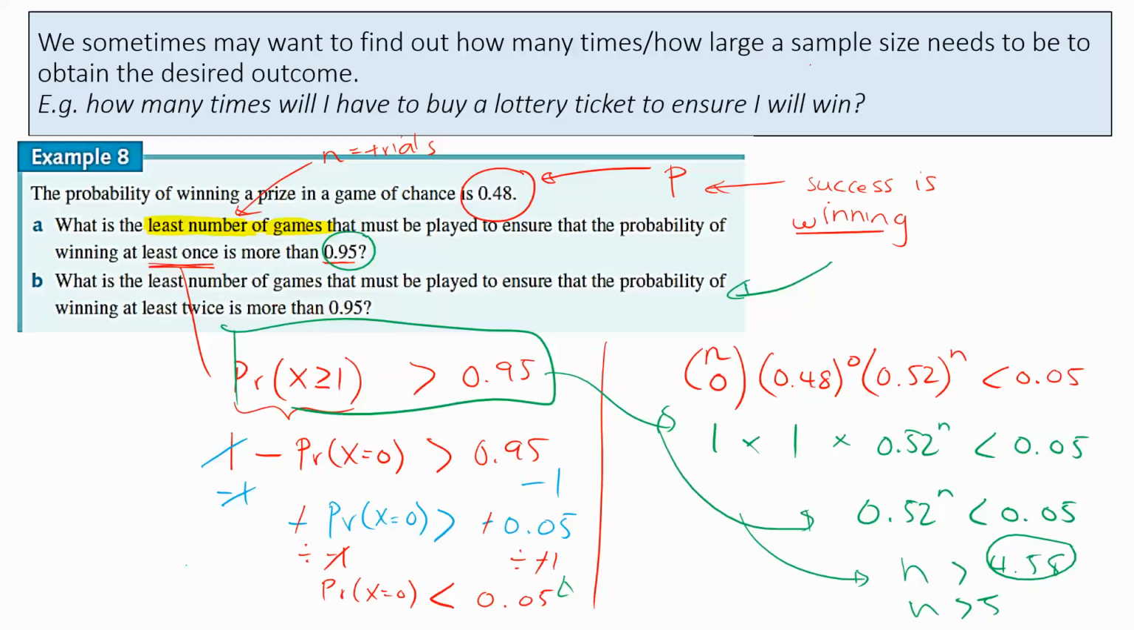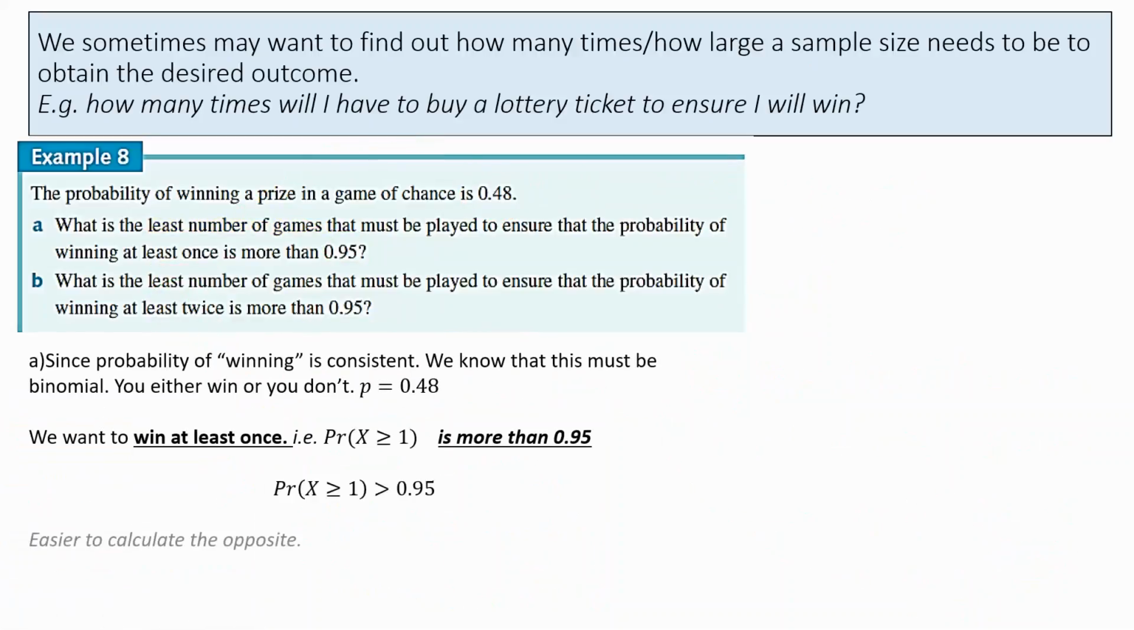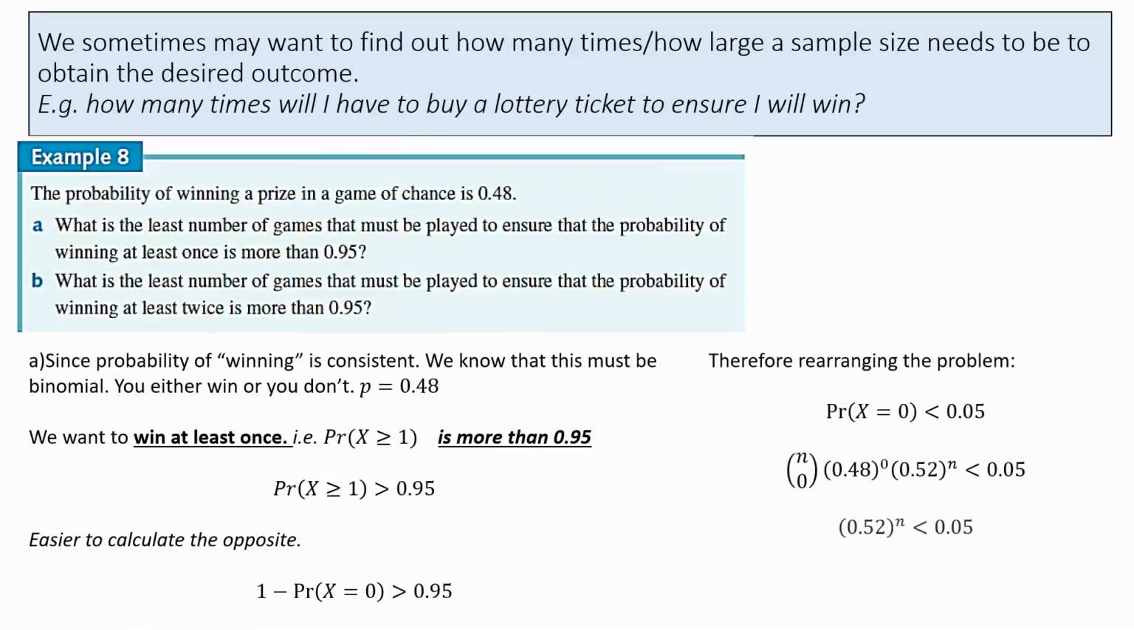It says, what is the least number of games that must be played to ensure that the probability of winning at least twice? At least twice. So that's the only difference. At least twice is more than 0.95. Same concept as what I've been showing. Okay, I'm just going to clear out all of these ink, and I think I showed it maybe by hand, just so you can see what I was doing. So you can look at this again in the PowerPoint slide.